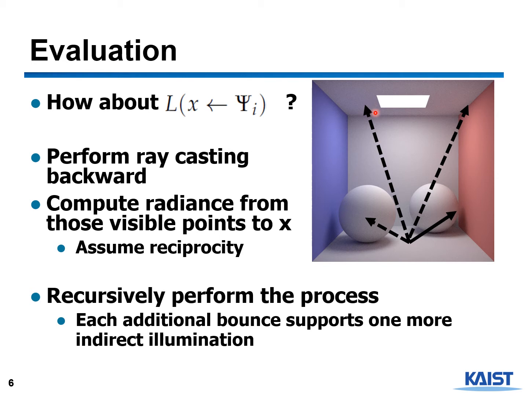Also, as you can see, each additional bounce supports one more indirect illumination, right? By considering the backward direction, we can consider one bounce from here. We have one interaction between the light source and material, and then we need to compute the reflected radiance. As we have more bounces, we can consider more indirect illumination, and then basically we can get a better result for the global illumination.